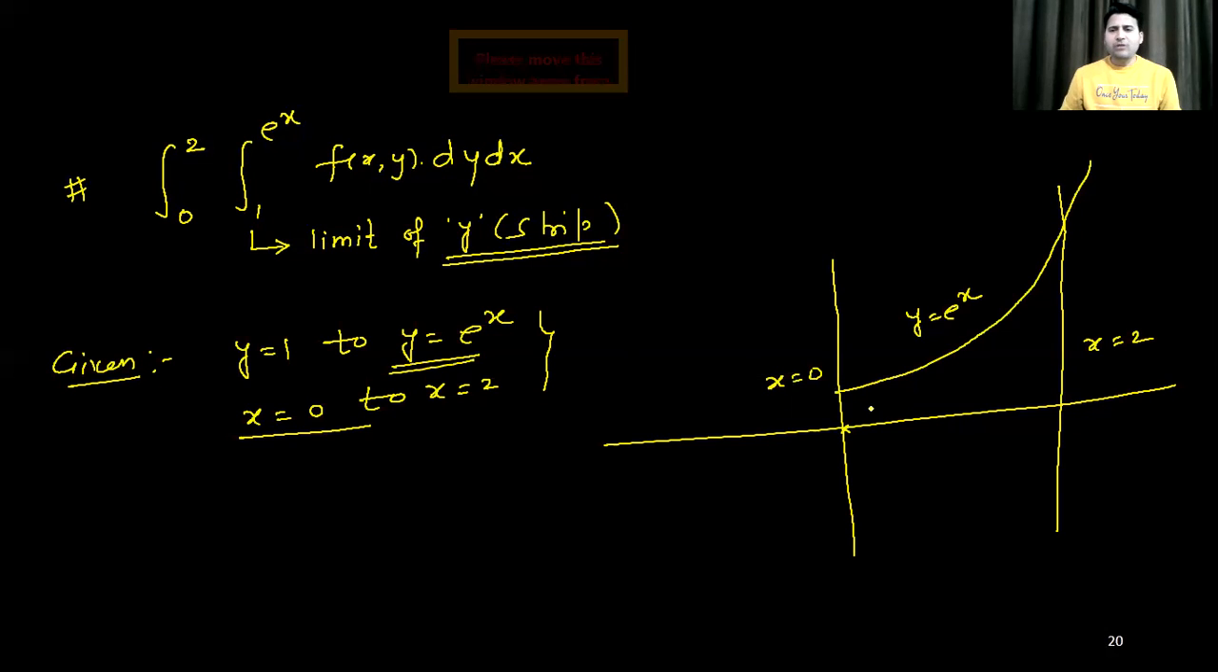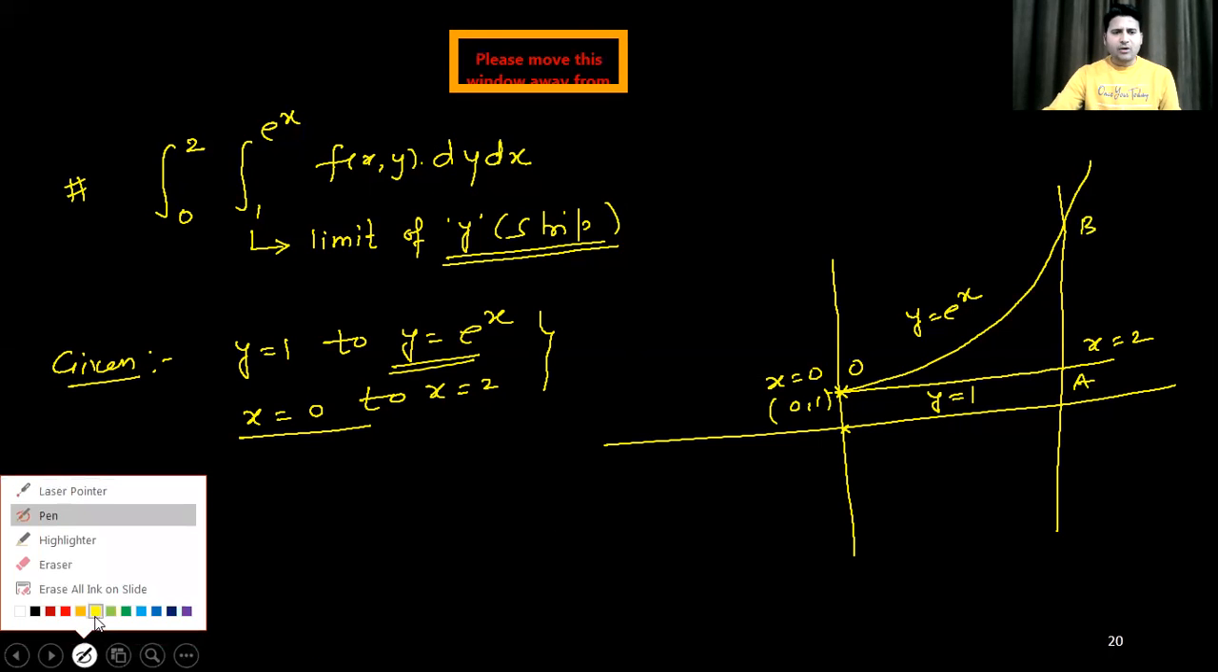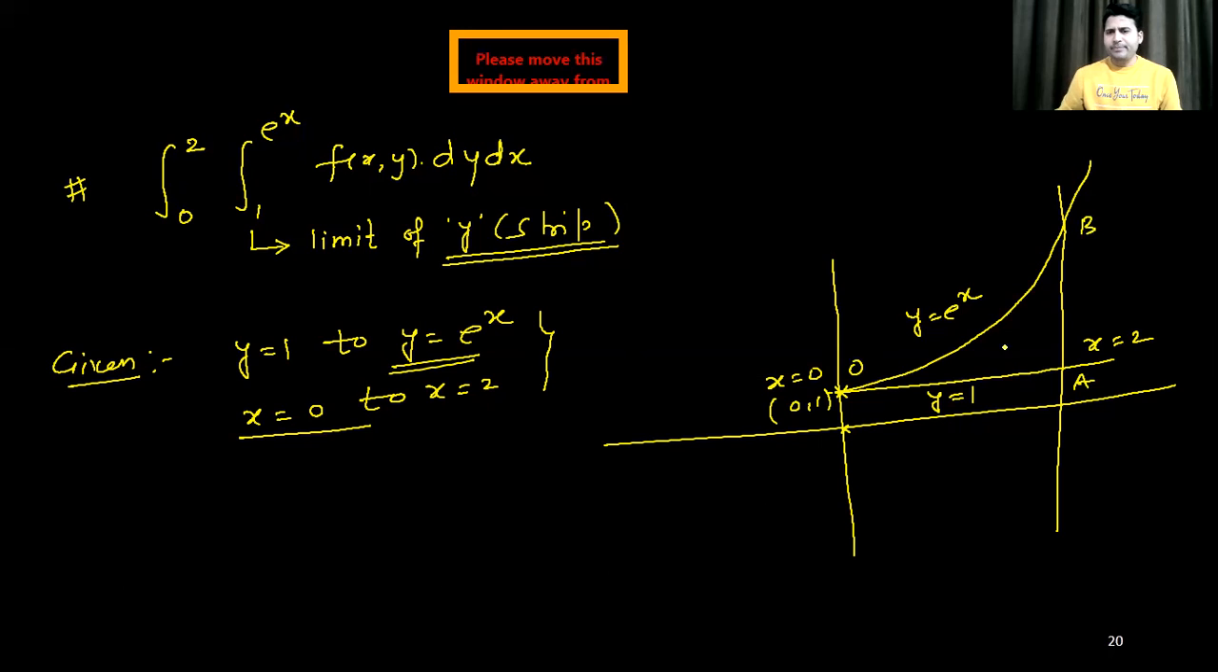y equal to 1 is also given. And this point is what? 0, 1. So the y equal to 1 line is also passing through this point. If I take this as O, A, B, what is the required region, students? You can see an almost triangular shape, not exactly a triangle. This is the region of integration for the given problem.